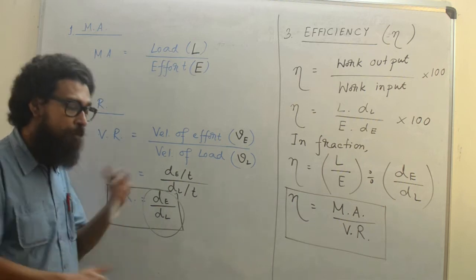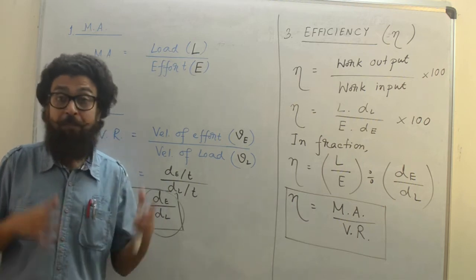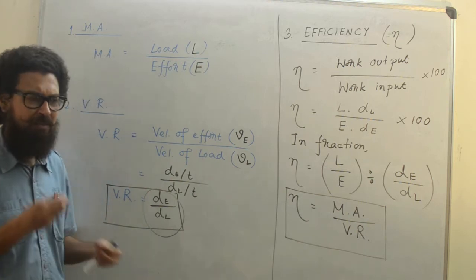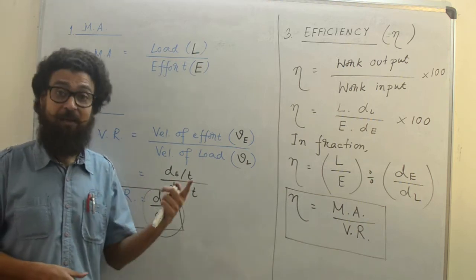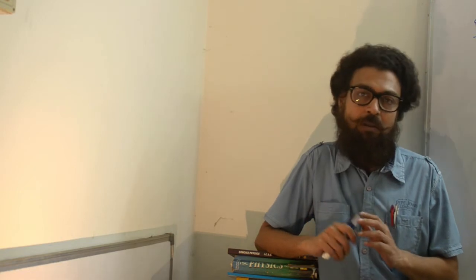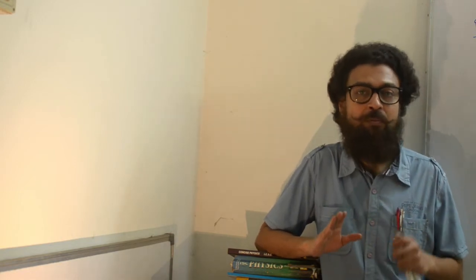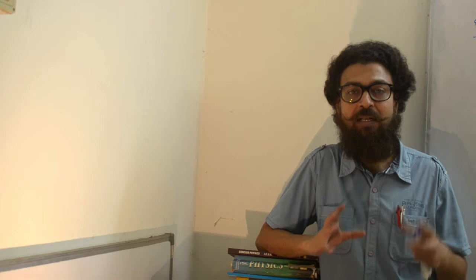Alright, now we'll move into the next one, which is very important. This is the principle of machine and some terms related to that. Okay, let's check it out. So now we have understood the principle of machines. We have known what is MA, VR, efficiency, relations and everything.